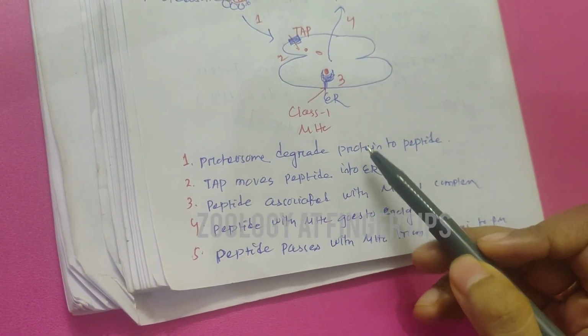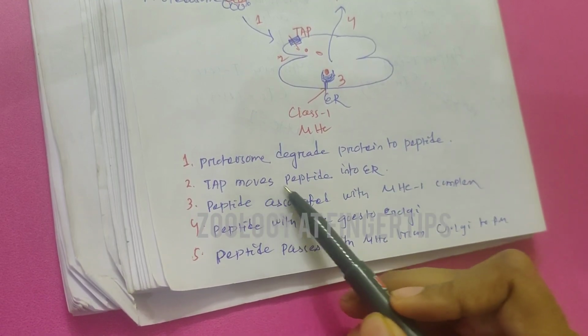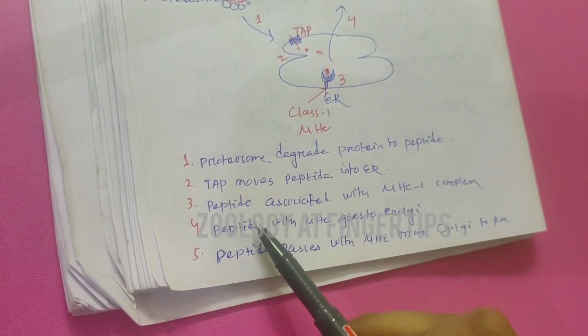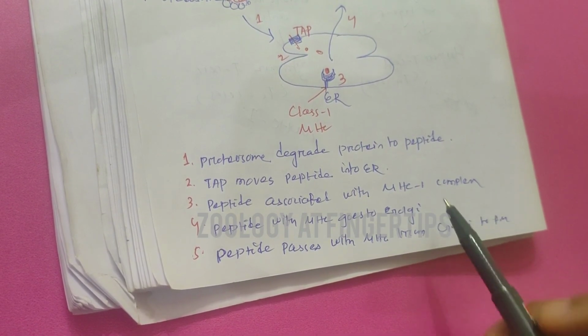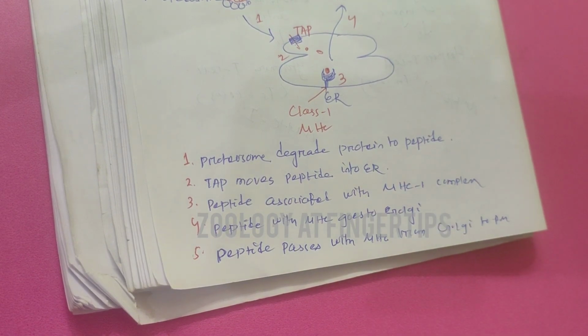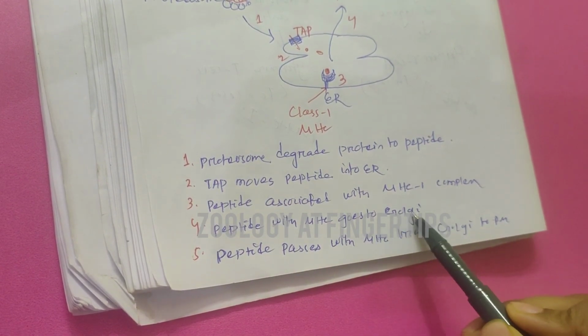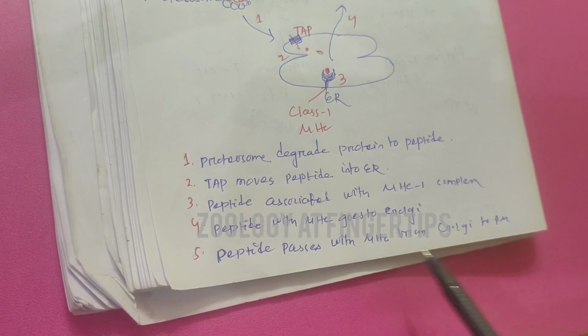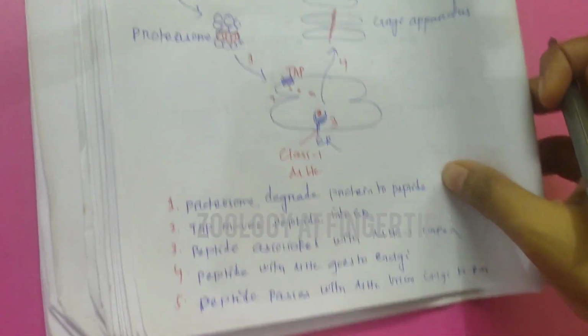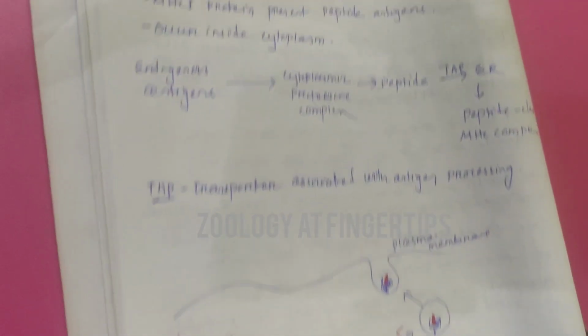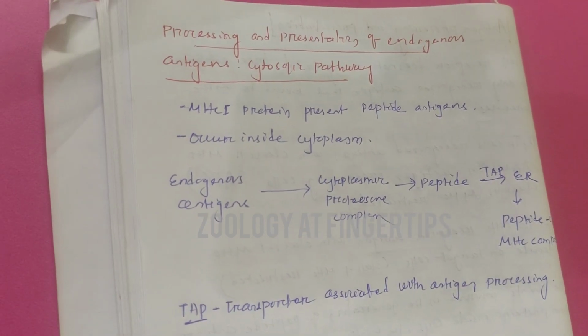First, the proteasome degrades these endogenous proteins into peptides. TAP moves the peptides into the endoplasmic reticulum. Inside the endoplasmic reticulum, these antigens bind to MHC class 1 molecule, and this MHC class 1 and antigen complex enters into the Golgi. Then the peptide passes to the plasma membrane on the target cell and is recognized by cytotoxic T cell. This is the entire process of endogenous antigen which occurs inside the cytoplasm of the cell.